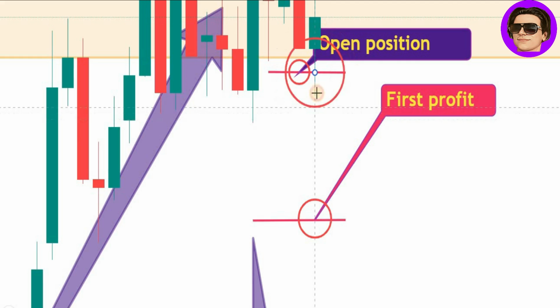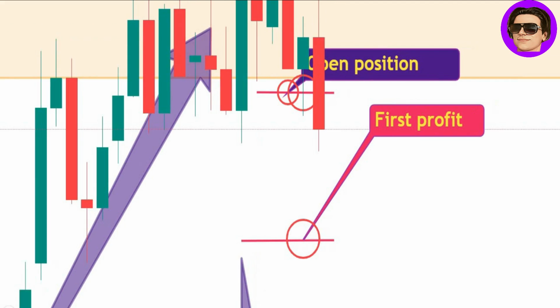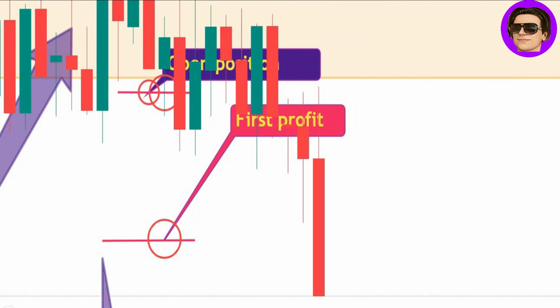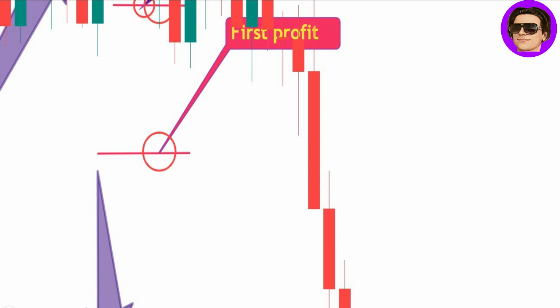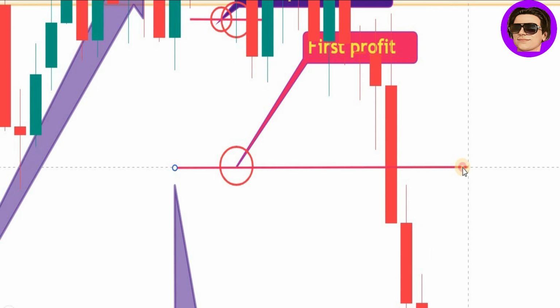Price next back candle, return candle. Continue. Next candle, next. Yes. First profit. This point. Look at the mouse. First profit.